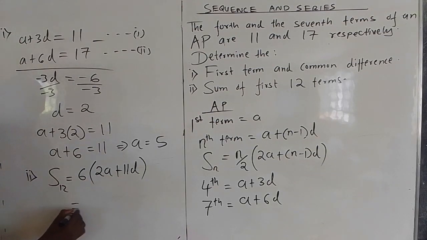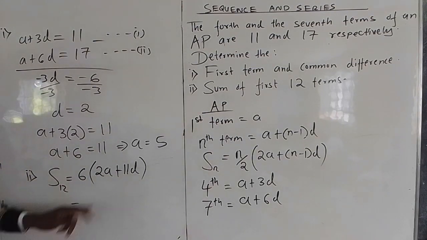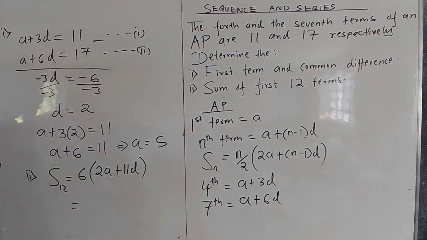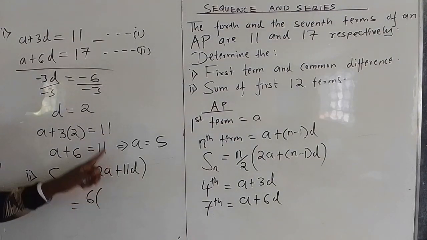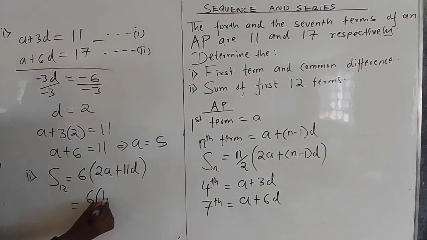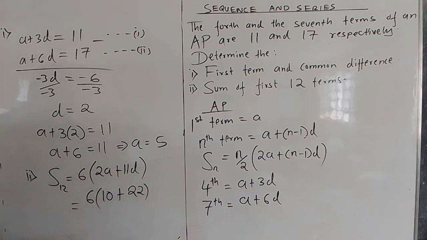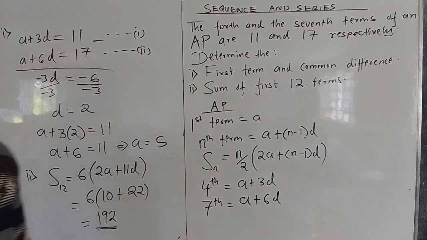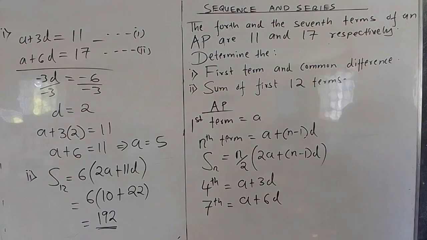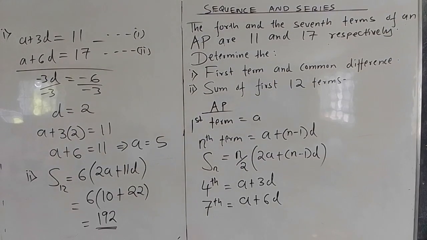So for us to get the sum of these 12 terms, all we need to do is substitute the values of a and d. So we have 6 into 2 times the value of a, which we found to be 5. So 2 times 5 is 10, plus 11 times the value of d, which we found to be 2, gives 22. If you work out that simple arithmetic, you should get 192. And that is the end of such a case involving an arithmetic progression. We will be proceeding to the next case, which might be arithmetic or geometric, when we meet in the next class.